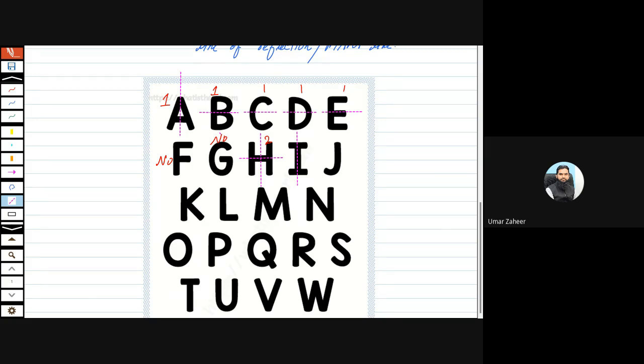Is there any other line of symmetry here? Yes, sir. Horizontally. We have a horizontal line of symmetry as well. So this part is going to be exactly here. In the same way, this portion is going to be exactly here. So we have a vertical line of symmetry as well as a horizontal line of symmetry. So we have two lines of symmetry.